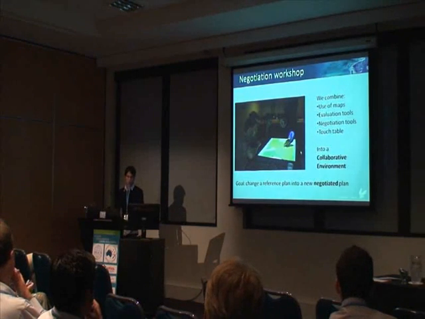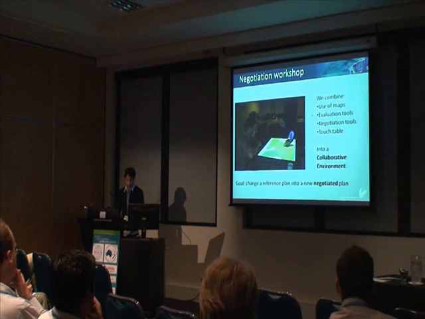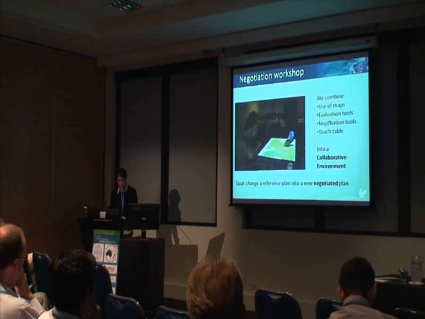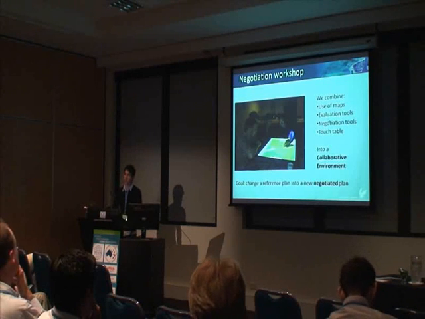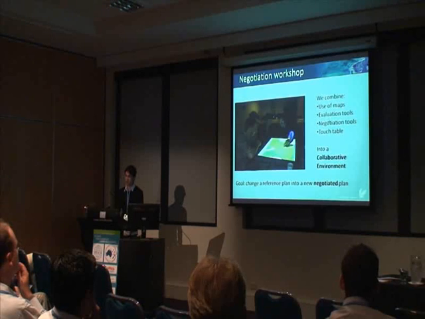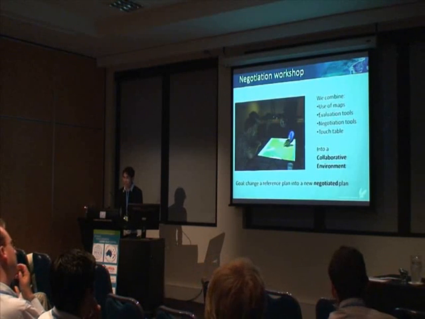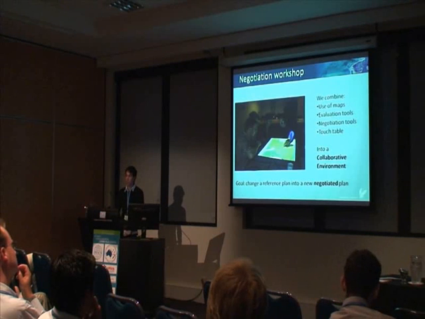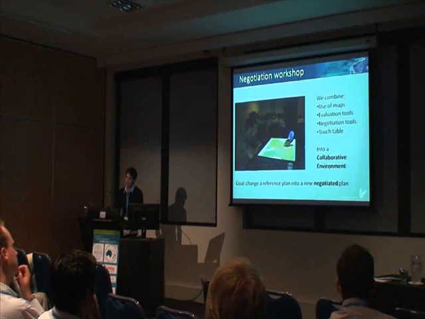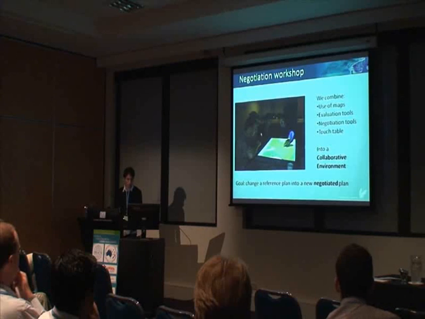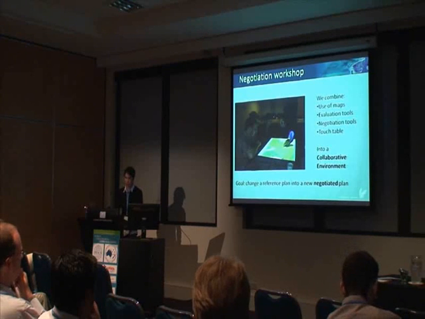So the negotiation workshop, okay, we combine the use of maps, we combine evaluation tools, which are MCA tools, I guess we all know what that is about. We combine also negotiation tools, which actually use the output of MCA for the users to facilitate the negotiation process, and all this on the touch table. So here on this snapshot you can see users actually working on the touch table and negotiating.